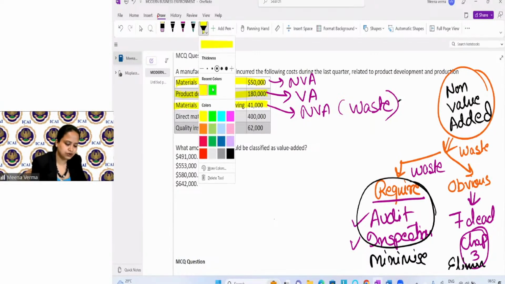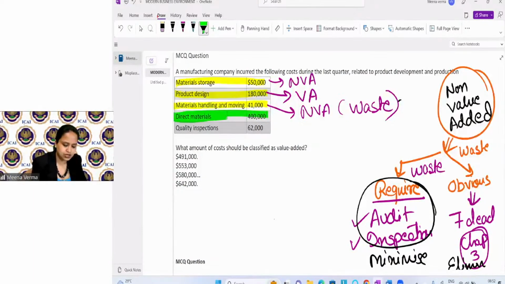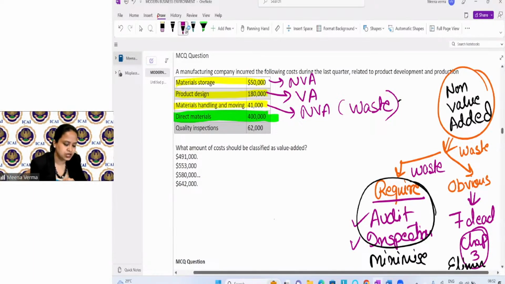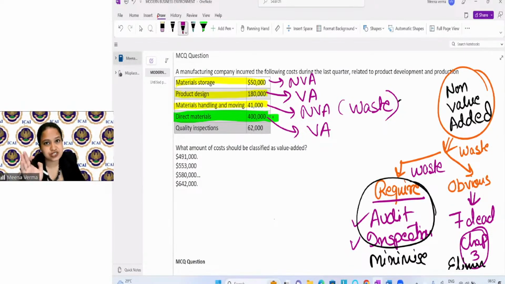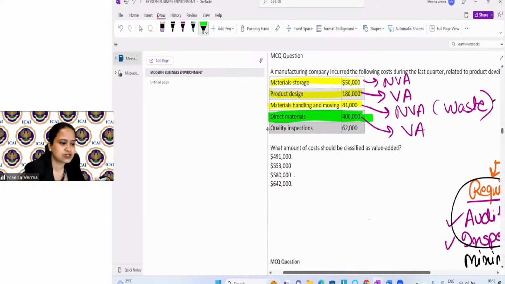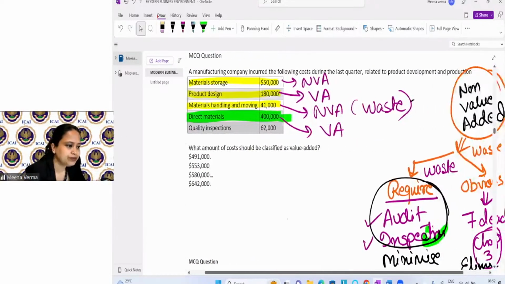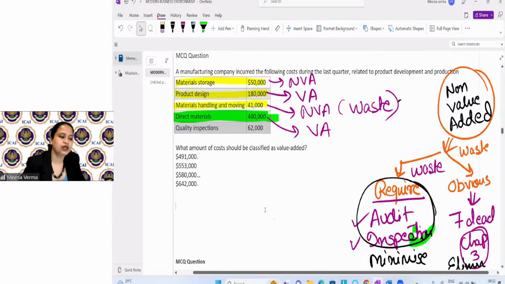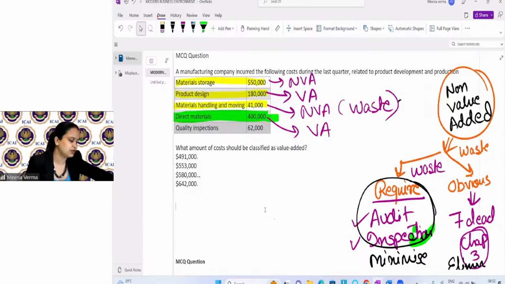Then the next one is what? Direct material cost. If you talk about direct material cost, it is required. It is a value-added activity. Without raw material, you cannot do the production. So yes, it is a value-added activity and it is required in the company, right? Next is inspection. We have just discussed here that inspection is actually a non-value-added activity. It is not at all required in the company.